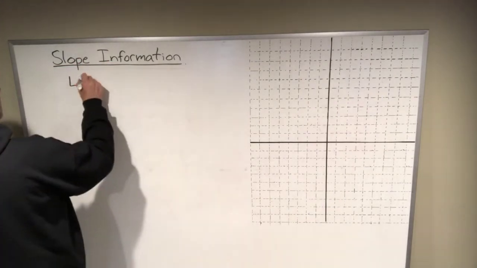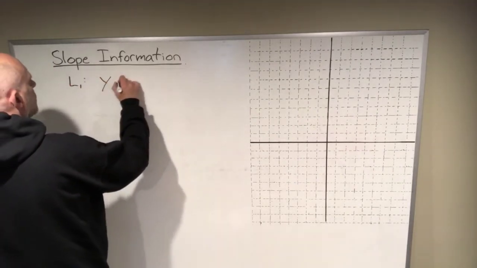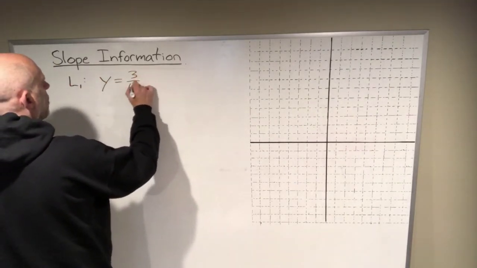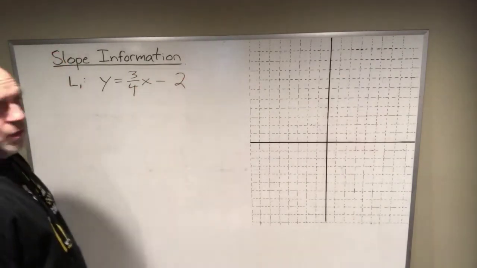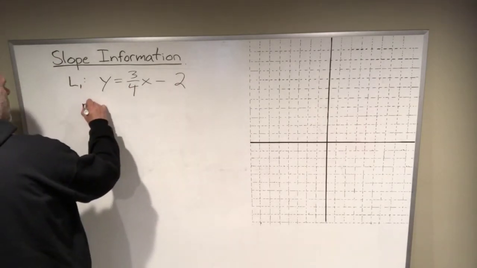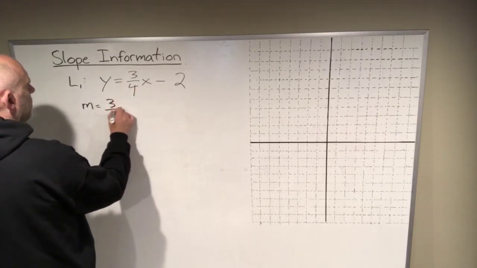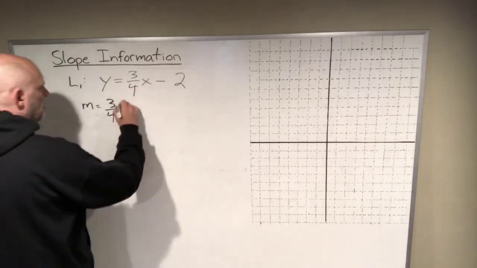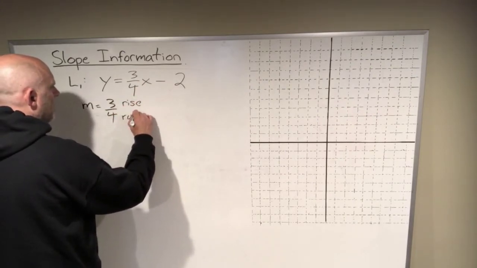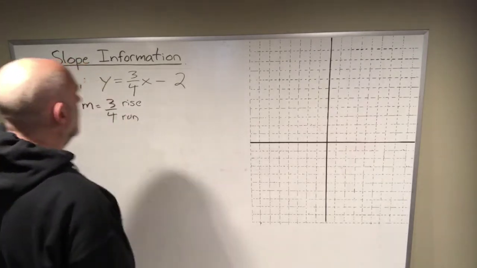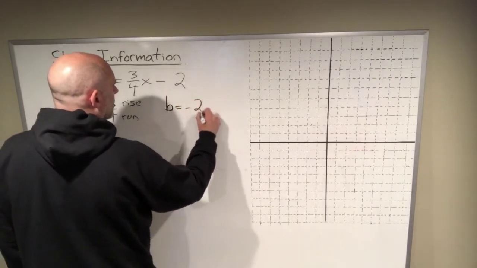All right. Actually, I'm going to make it a full thing. So if I told you y equals 3/4 x minus 2, you know the slope is right next to the x. So it's 3/4. And the top number is the rise. The bottom number is the run. You also know where it goes through: -2. It goes through on the y-axis. So the y-intercept is -2.